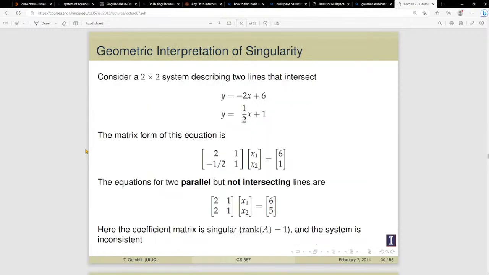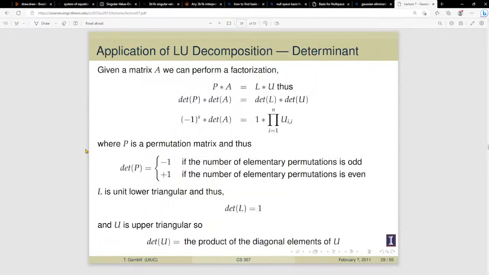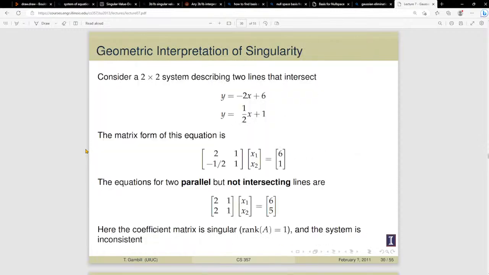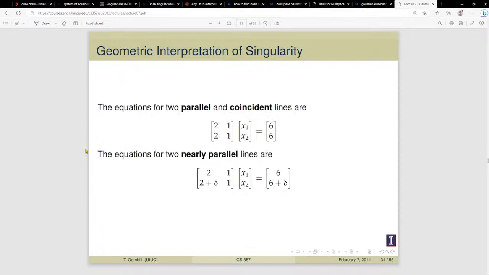Consider a 2 by 2 system describing 2 lines that intersect. The matrix form of this equation is blah. The equation for 2 parallel but not intersecting lines is blah. Here the coefficient matrix is singular. I don't know what a coefficient matrix is. And the system is inconsistent. Well, yeah, the rank is 1. For 2 parallel and coincident lines is not. For 2 nearly parallel lines is that.